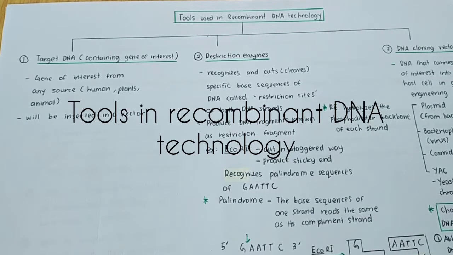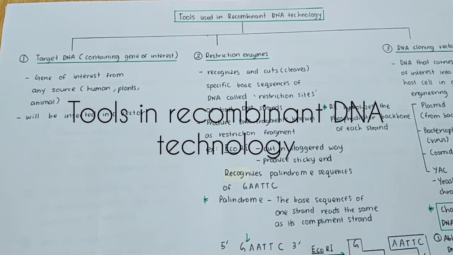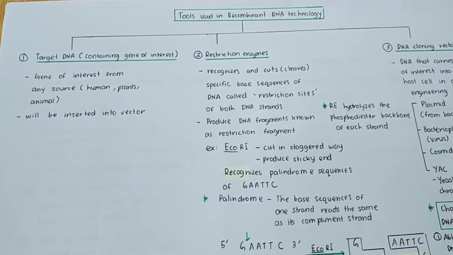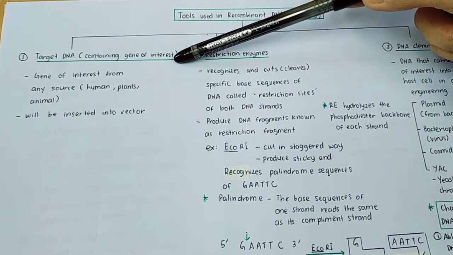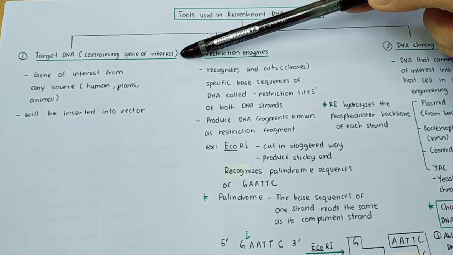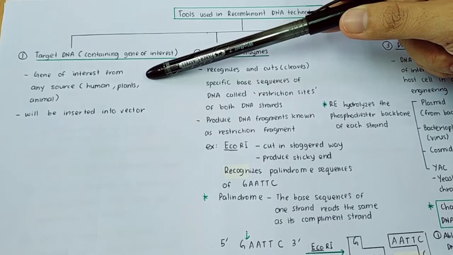Okay, so now we look at tools used in recombinant DNA technology. So actually there are 5 tools in recombinant DNA technology. So kita tengok dulu yang pertama. The first one we call as target DNA. So this target DNA contain gene of interest. Okay, so the gene of interest is from any source.